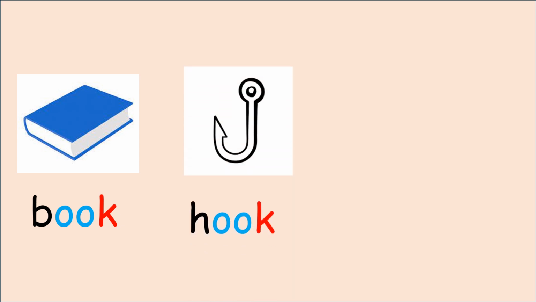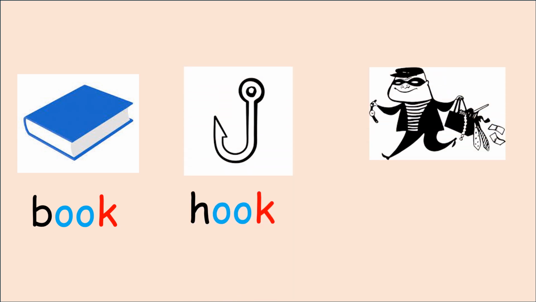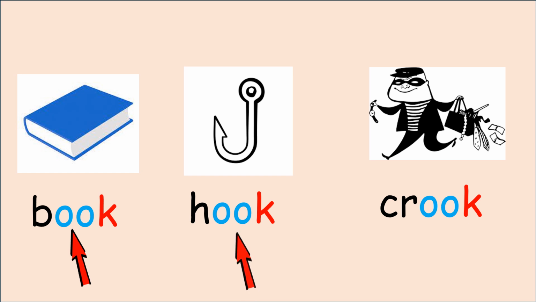Here we have a book, B-O-O-K. Hook, H-O-O-K. And this man, he looks like a bandit, and we call a bandit a crook, C-R-O-O-K. And if you notice, we have double vowels, vowels which repeat themselves, O-O. And in this case, when you hear the k sound after the double vowels, we use the letter K.